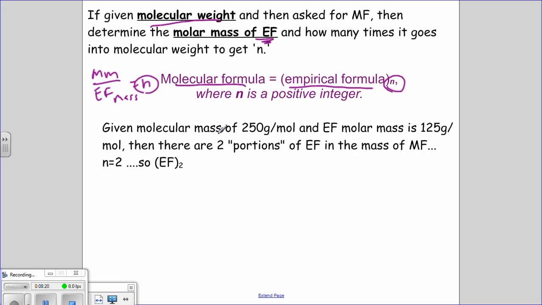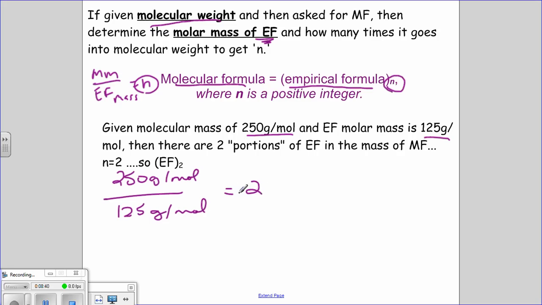So for example, given a molecular mass of 250 grams per mole, and you already have your EF indicated here, and the molar mass of that you've already decided is 125 grams per mole, what you do is you say 250 grams per mole divided by 125 grams per mole. That's going to be 2. So 2 is kind of the N number, meaning you can fit 2 EFs into an MF. So if your formula, I'm just going to call it XY, you're going to take the 2 and multiply both of these 1 subscripts by it to give you X2Y2. And this right here is the molecular formula.